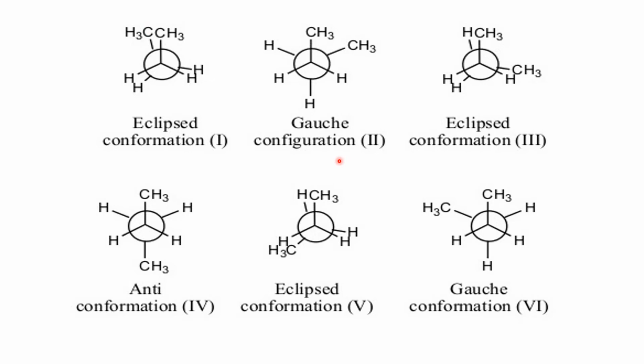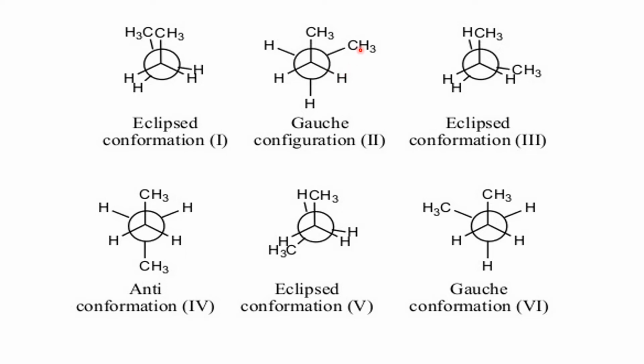Moving to the second one, that is the gauche form. See, I am rotating the carbon-carbon single bond. Now the methyl group has occupied a position between the CH3 and hydrogen atom. So this is a gauche conformation. Got it? Gauche conformation.